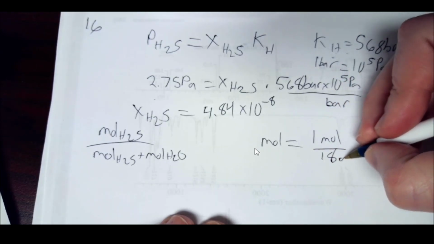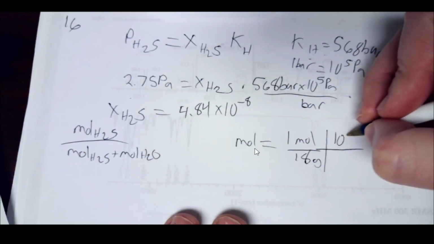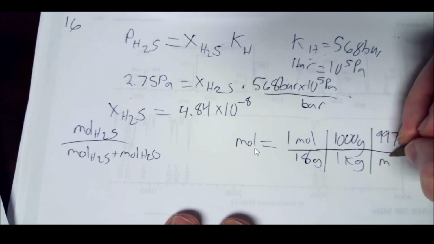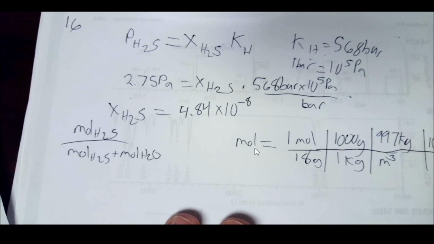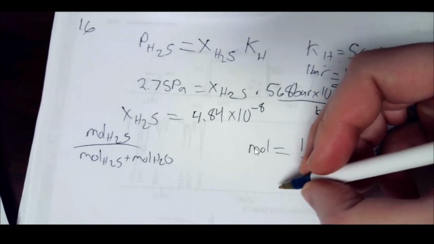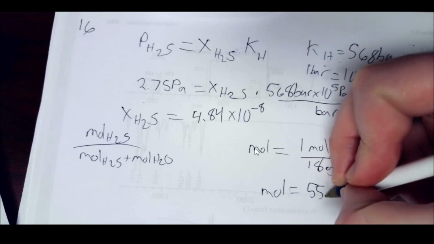1 mole of water is 18 grams. 1,000 grams is 1 kilogram. And the density of water is 997 kilograms per meter cubed. And 10 to the negative 3rd meter cubed is equal to 1 liter. So this is going to give us essentially our volume of water. We're going to assume 1 liter of water, so this will get us the moles of water in 1 liter. So 10 to the negative 3rd times 997 times 10 to the positive 3rd divided by 18 gives us 55.39. So 1 liter of water has 55.39 moles.